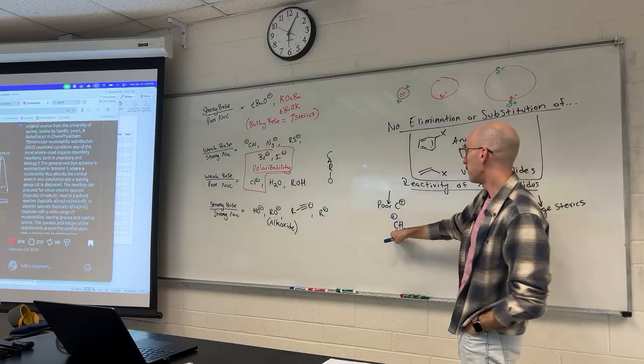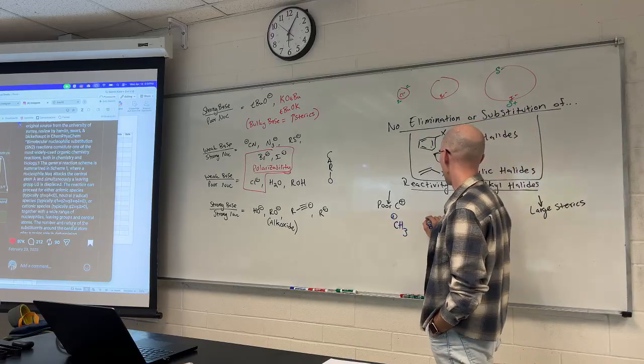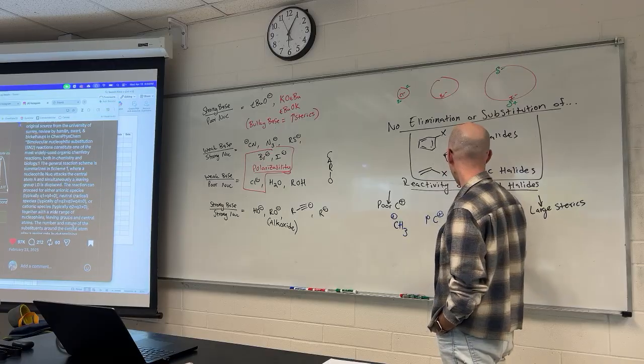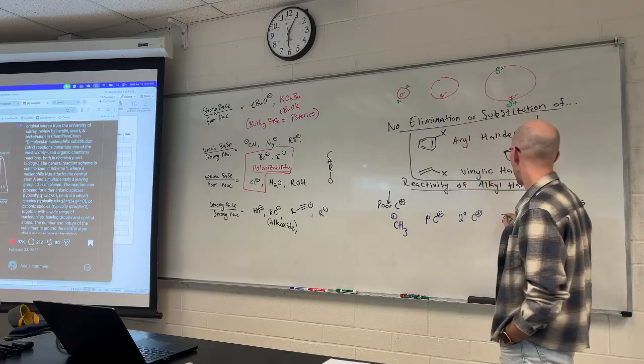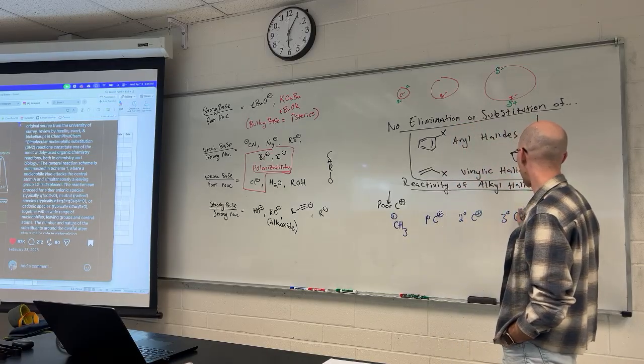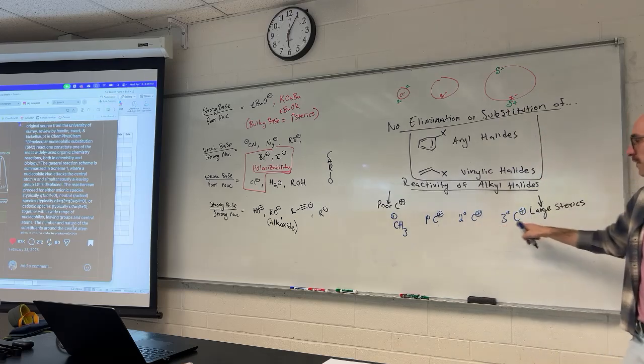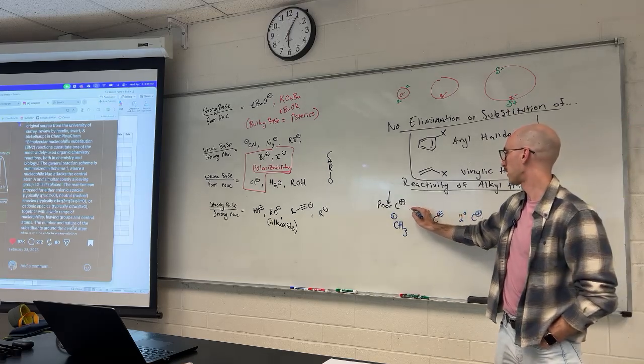So a methyl carbocation has very low stability. A tertiary carbocation has very good carbocation stability.